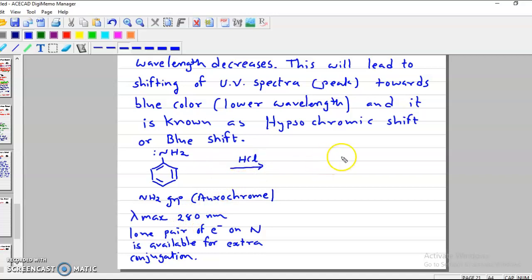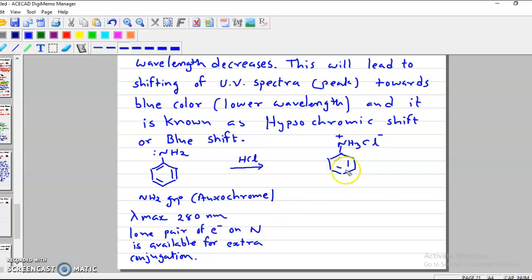Now, if aniline is treated in acidic medium, because it is a base, it will react with HCl. The lone pair will be utilized by H plus, and nitrogen will form a fourth bond with hydrogen plus with the help of the lone pair of electrons. Therefore, now the lone pair of electrons is engaged in formation of a bond with hydrogen, so it is not available for further or extra conjugation.